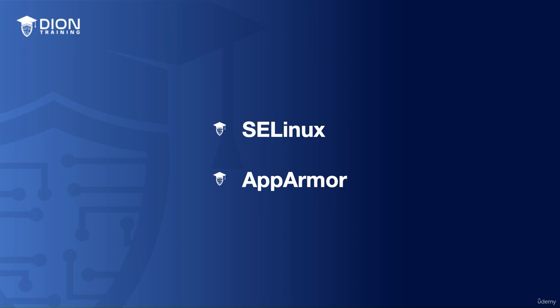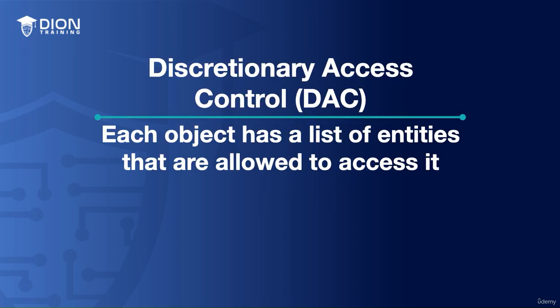Now, this differs from the default scheme inside of Linux, which is known as DAC, or Discretionary Access Control. In DAC, each object has a list of entities that are allowed to access it, whether these are systems, processes, files, or users, and the person who controls that is the object owner. They can make those changes directly using things like chown or chmod, depending on whether you want to change ownership or permissions, and you can do that in a discretionary manner.